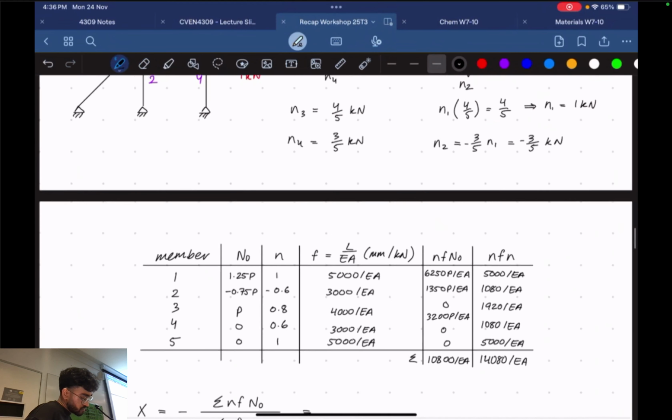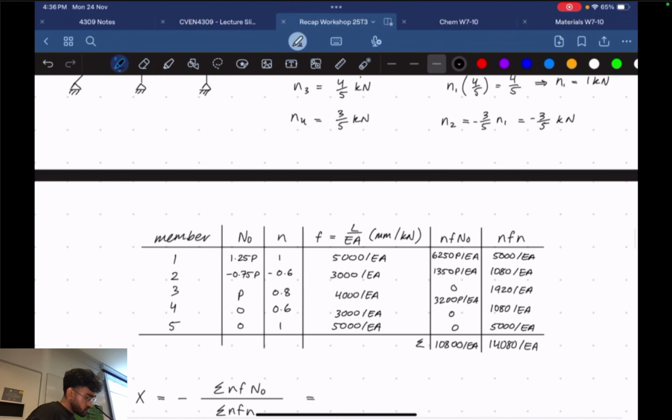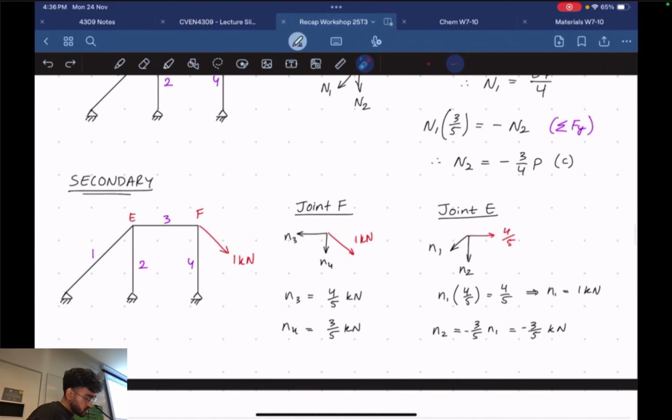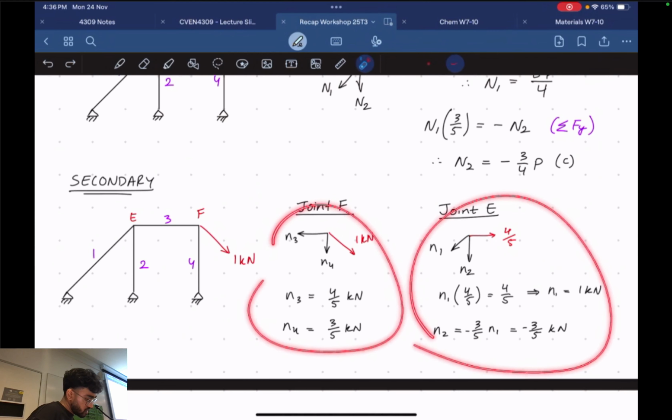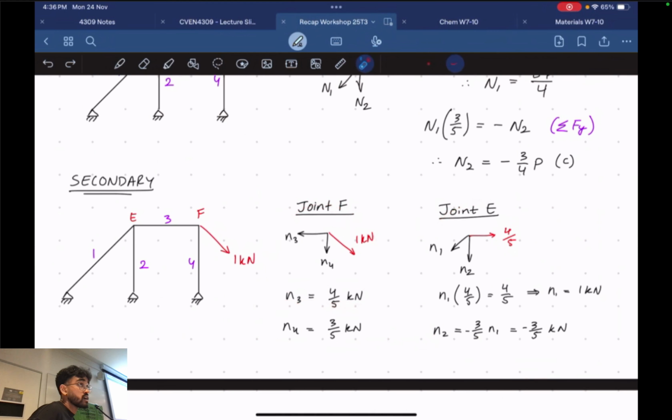Okay, so now I want to plug everything into my table. So this is just looking at joint F, joint E, doing a bit of sum of forces in the Y and X direction. I've kind of skipped those steps, but feel free to write it yourselves. If you're really good at doing your axial forces, you can just skip steps like I have, right? But you don't have to. Anyone need me to explain any of this? Alright, cool.